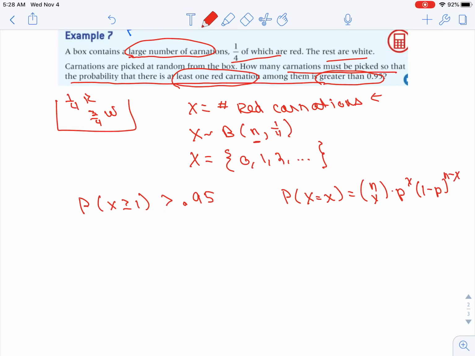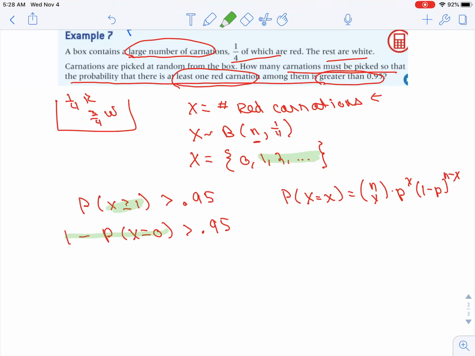The other thing to remember is that if we're looking for the probability that x is greater than or equal to 1, that's going to be the same as 1 minus the probability that x is equal to 0. And in the homework problems that you're going to do, every single one of them asks you basically for the same thing, the probability that you get at least 1, the probability that x is greater than or equal to 1. And so every single one of them is going to turn into a problem that looks like this.